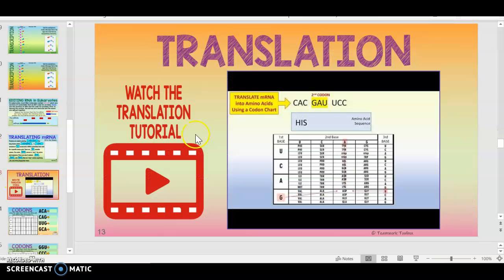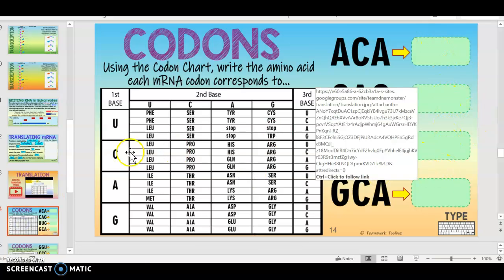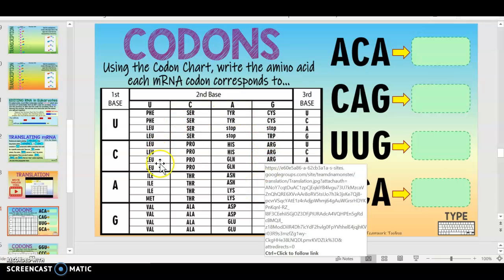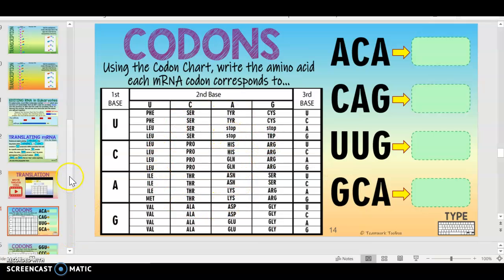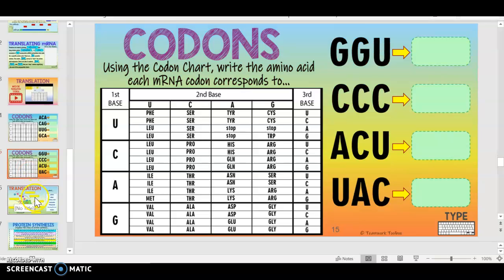If you need a little help still with your chart, here's a video here that you can watch to show you how to read the charts. You're going to be reading that chart to find the amino acids. So you're going to be writing down these letters in here, even if it's stop, just like we did on our practice sheet. So you got 2 slides of that.